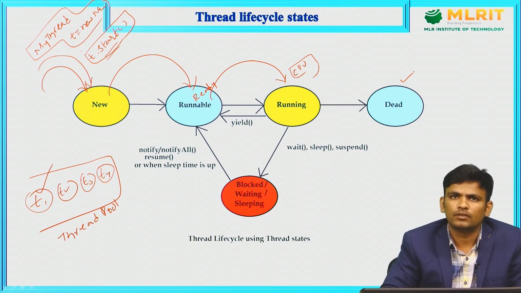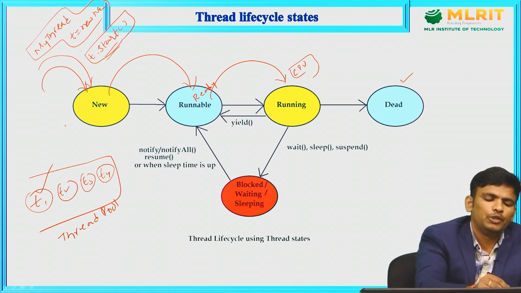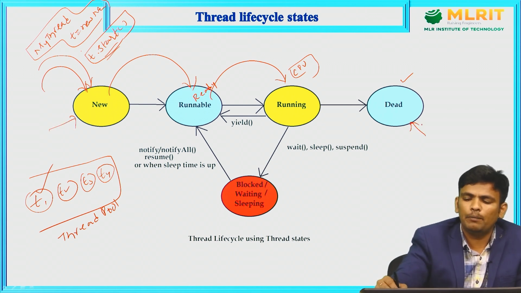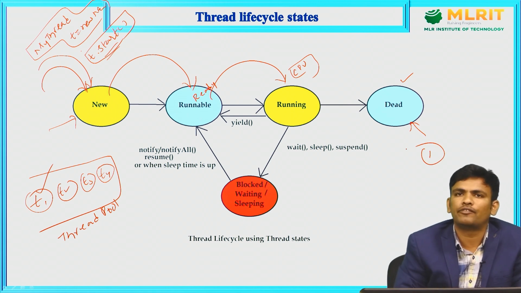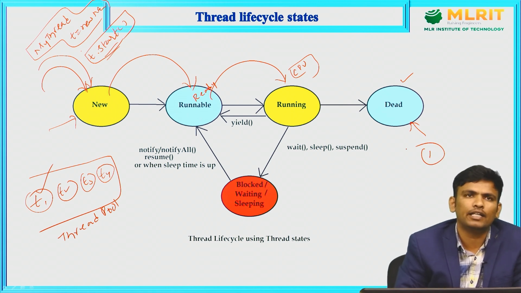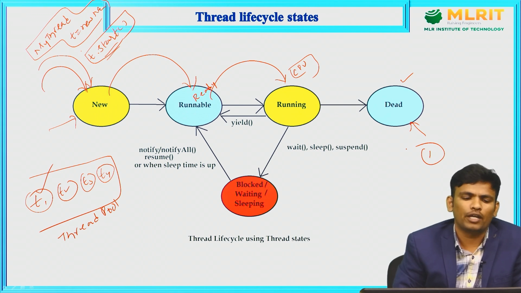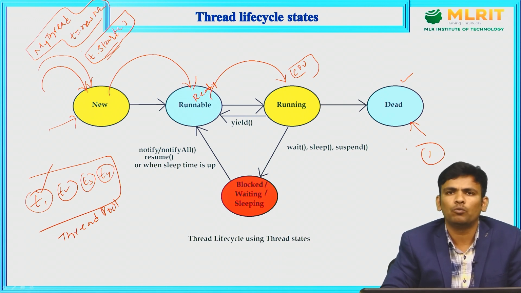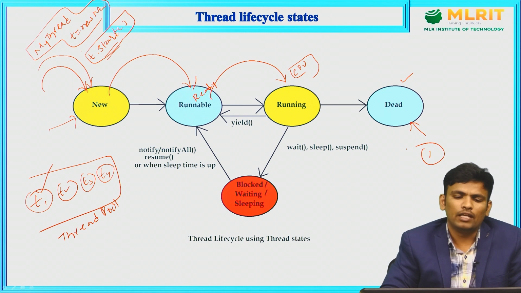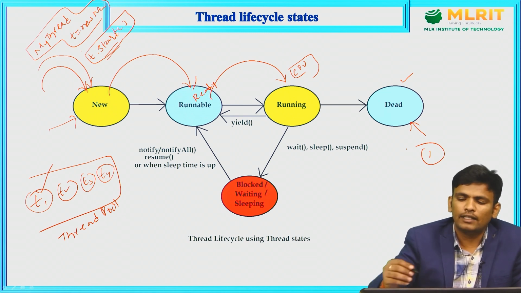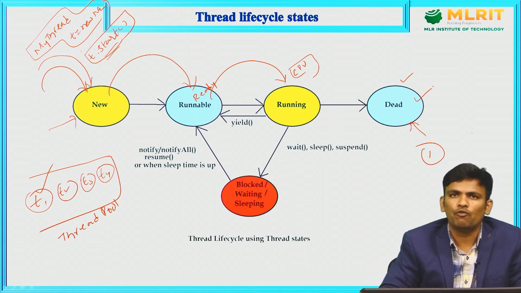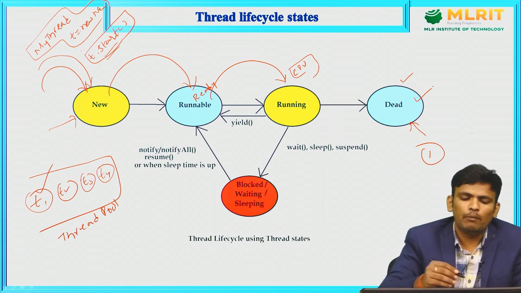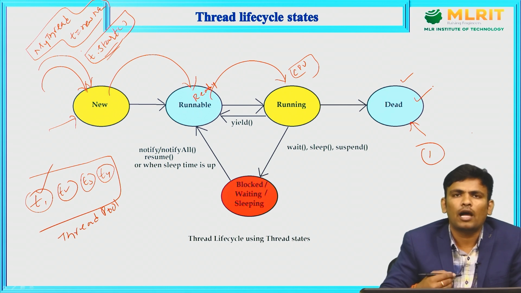Now if you observe this diagram, the new state and the dead state occur only once in the thread life cycle. If a thread enters the new state and then goes from new to runnable, there is no chance to go back from runnable to the new state again. The new state and dead state are just like birth and death; they happen only once in a life. In the same way, in the thread life cycle the new state and the dead state occur only once, and the remaining 3 states can happen multiple times.